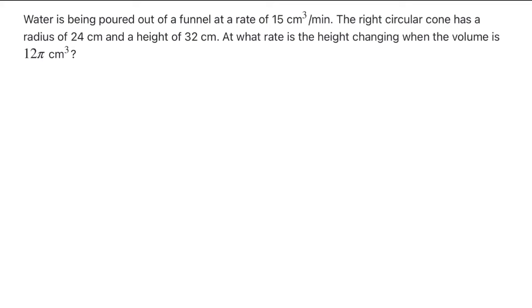Water is being poured out of a funnel at a rate of 15 cubic centimeters per minute. The right circular cone has a radius of 24 centimeters and a height of 32 centimeters. At what rate is the height changing when the volume is 12 pi cubic centimeters? So let's start by drawing a picture of this scenario.